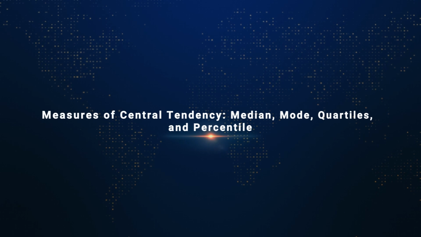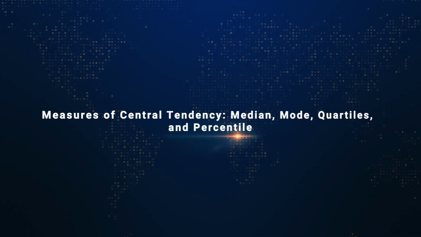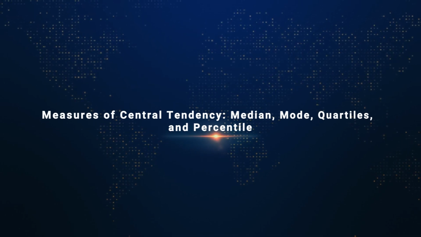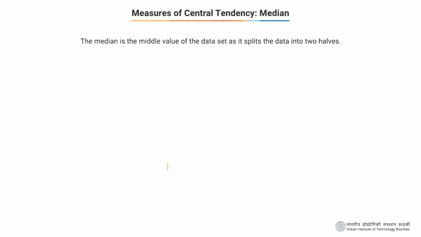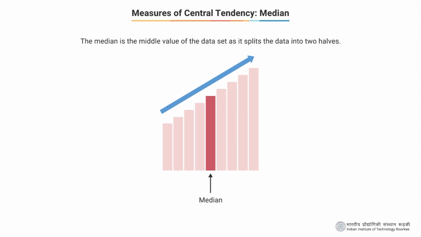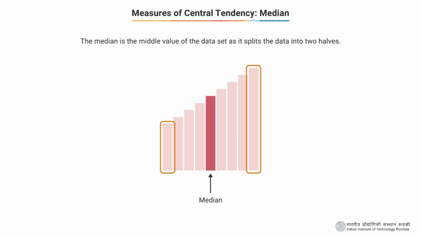In this video, let's look at the measures of central tendency that are mean, median, mode, quartiles, and percentiles. Median is the middle value in an ordered array of data that has been ranked from smallest to largest. Half the values are smaller than or equal to the median, and half of the values are larger than or equal to the median. Extreme values do not affect the median, making median a good alternative to the mean when such values exist in data.